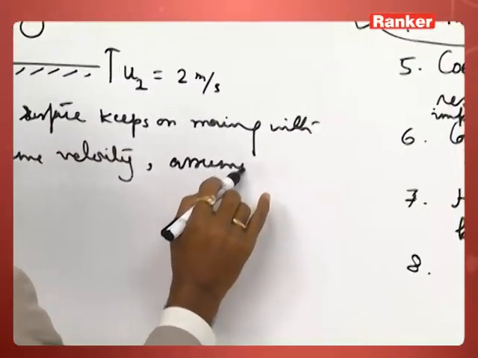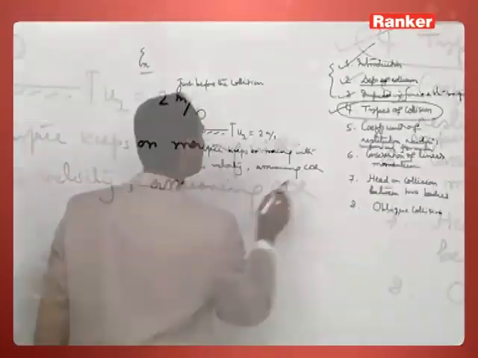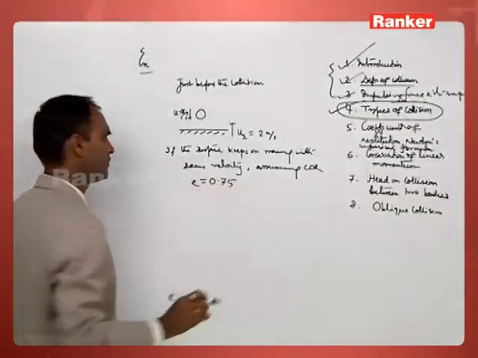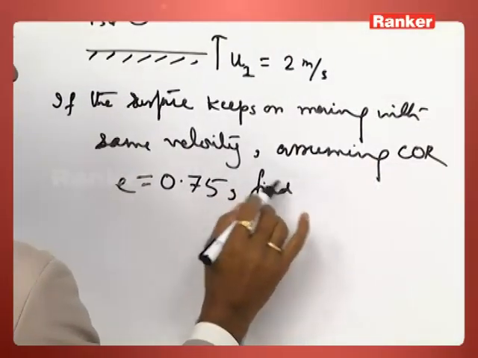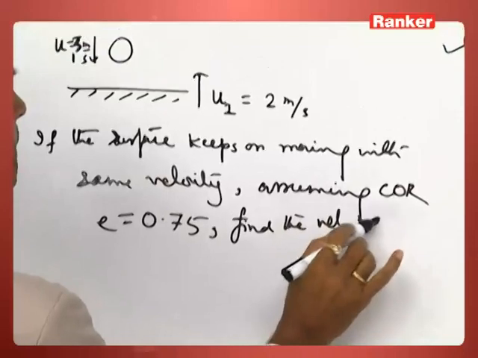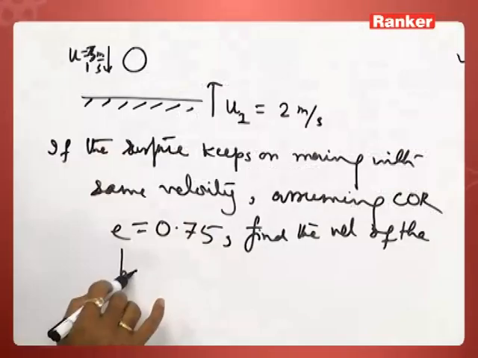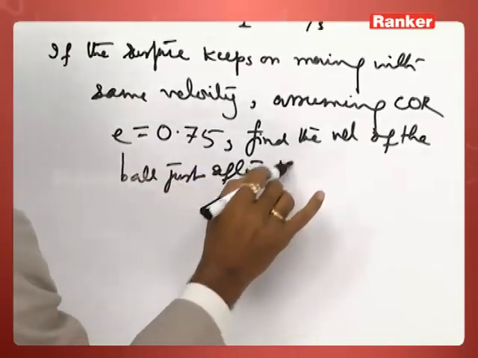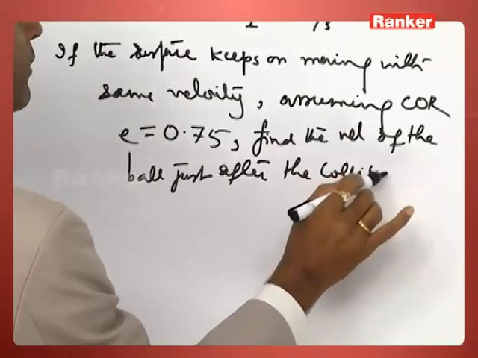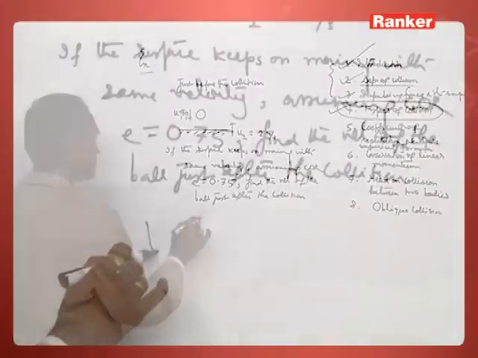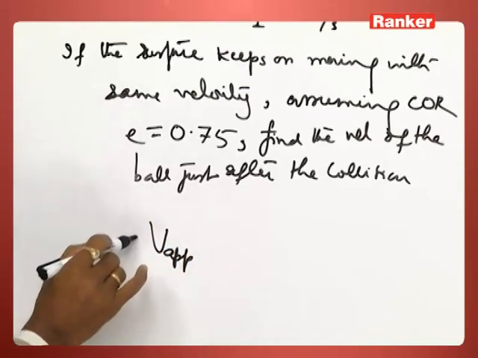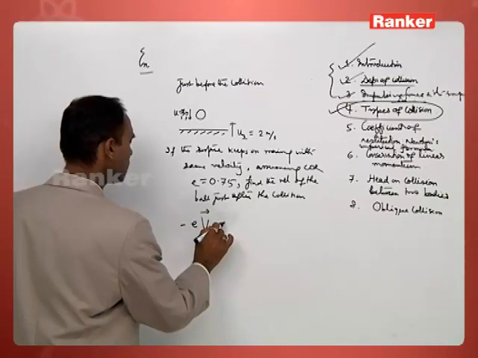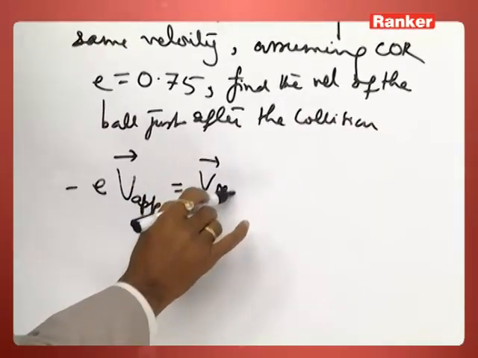Assuming the coefficient of restitution is equal to 0.75, find the velocity of the ball just after the collision. We have this formula: velocity of approach into the coefficient of restitution, negative of that, is equal to velocity of separation.